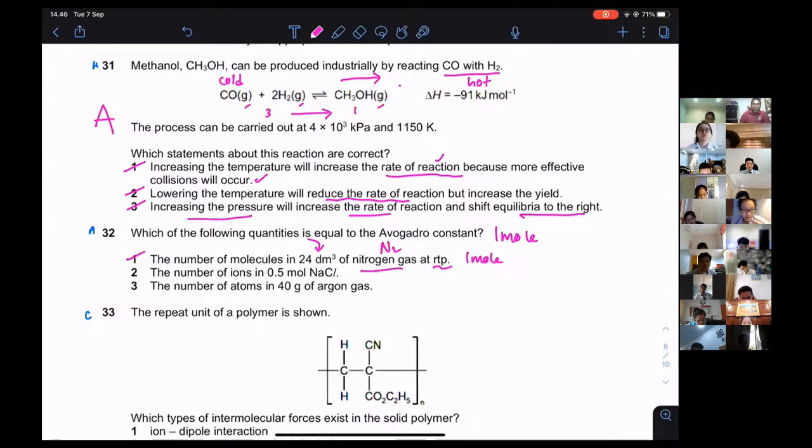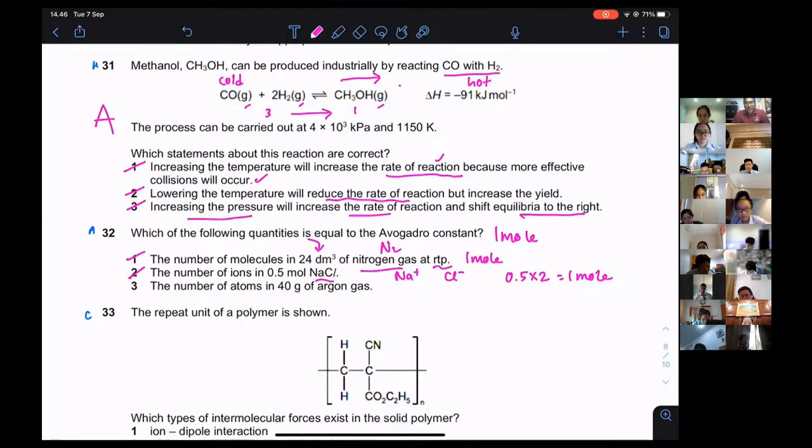Now, number of ions, this one is very important. If they say number of molecules, it is different, but if they say number of ions, how many ions do you have? You have Na plus, you have Cl minus, so you have 2 times. If you have 0.5 mole, that 0.5 mole must be multiplied by 2. So we are talking about 1 mole again. 1 mole of ions. 1 mole is the Avogadro constant. Therefore this is also correct.